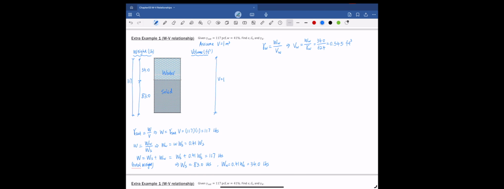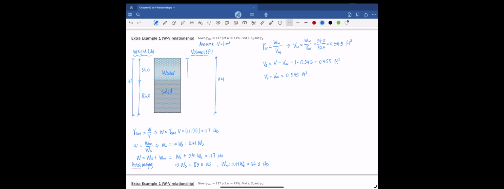Once the volume of water is known, the volume of solids is simply the total volume minus the volume of water. That's 1 minus 0.545. We get the volume of solids is 0.455 cubic foot. So that's basically the volume side. Because this is a saturated soil sample, the volume of the void is the same as the volume of water, which is 0.545 cubic foot.